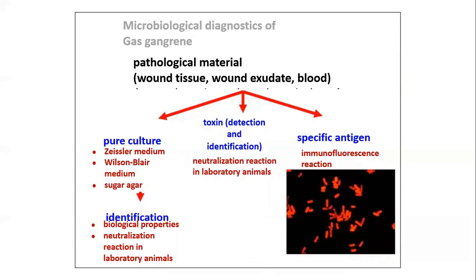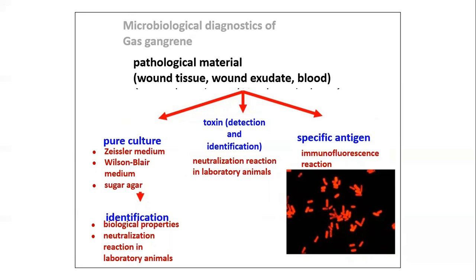Microbiological diagnosis of gas gangrene. The material for the study is wound material, wound exudate, and blood. Zeissler, Wilson-Blair, and sugar agar media are used for inoculation. Next, a pure culture is isolated and identified. A neutralization reaction is used to detect the toxin. Also, to determine a specific antigen, an immunofluorescence reaction is performed.